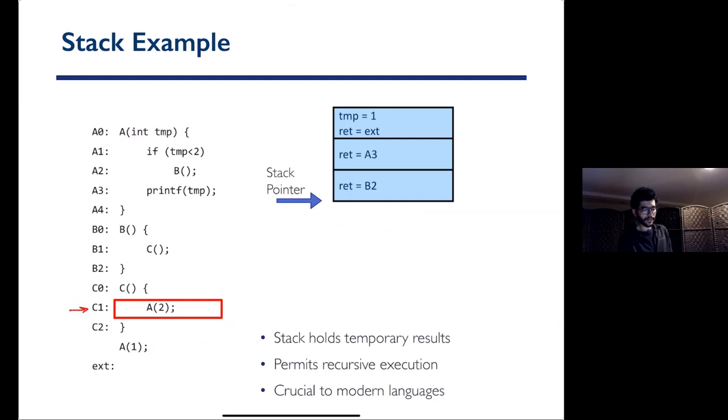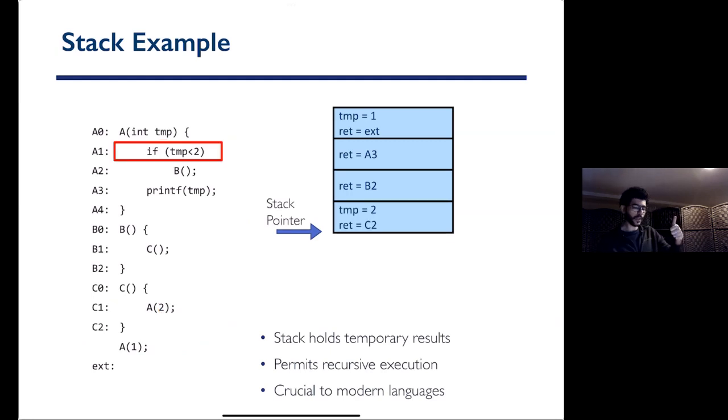Inside C, we have another function call. So we're going to call A. Now, A does have input. So we push this number 2 here, and we push C2 as the return address on the stack. So we push temp equals 2 and return address C2. And then we jump to A.